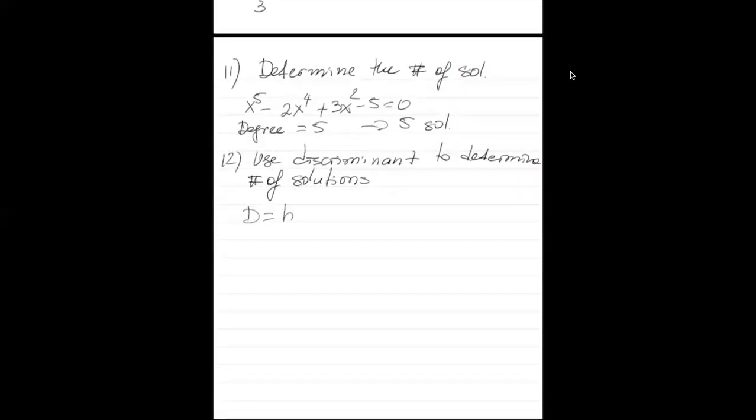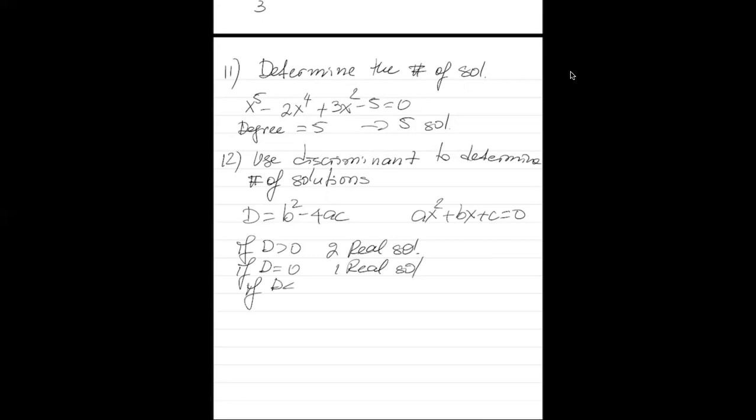Number 12, use the discriminant to determine the number of solutions and what kind. So a little review here. The discriminant is the part under the square root in the quadratic formula. This is the discriminant when you have a quadratic equation. This is only for quadratic equations. So if the discriminant is positive, we have 2 real solutions. If the discriminant is 0, 1 real solution. And if the discriminant is negative, we have no real solutions, but 2 complex solutions.